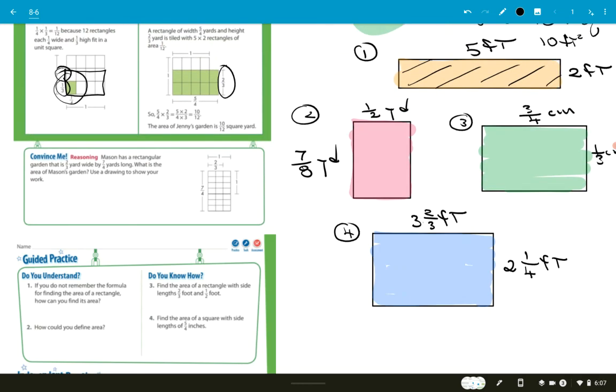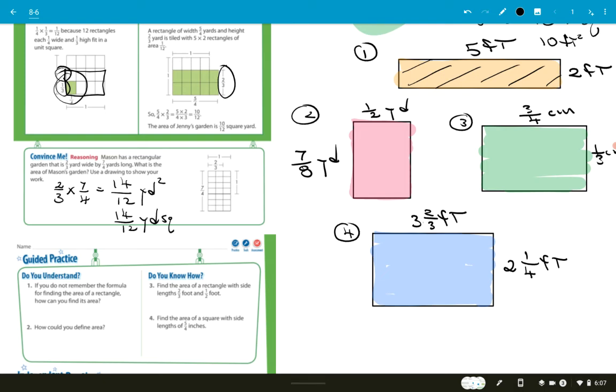The Convince Me: Mason has a rectangular garden that is 2/3 yard by 7/4 yards long. What's the area of his garden? It's going to be 2/3 times 7/4. 2 times 7 is 14. 3 times 4 is 12. And so that's going to be 14/12 yards. Again, we're talking about yards squared, or you could put 14/12 yards and then put a square like that.